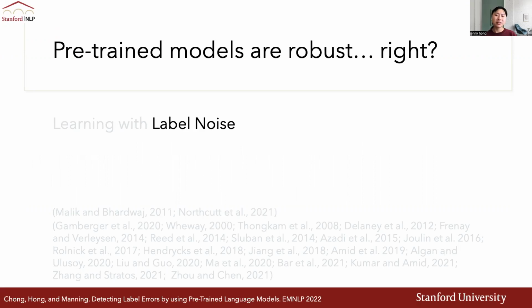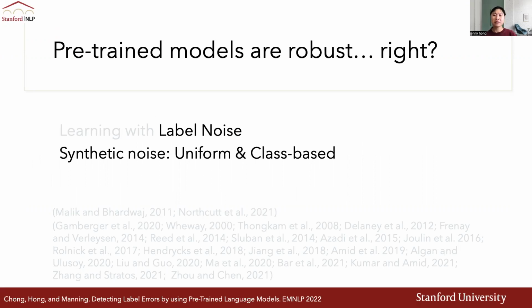What kind of noise are we talking about? Most studies test their models on synthetic noise, like perturbing labels in a uniform or class-based method. Easy to reproduce, but is it actually realistic?